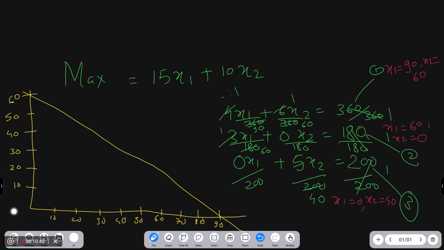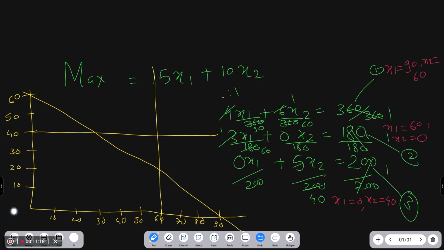What is the second one? The second one is x1 is 60 but x2 is 0, right? So this is 60 and my x2 is 0. You have to keep the scale vertically on that and extend this part. What is the third one? That is 0 and 40. So this one, and you have to extend the line very straight.